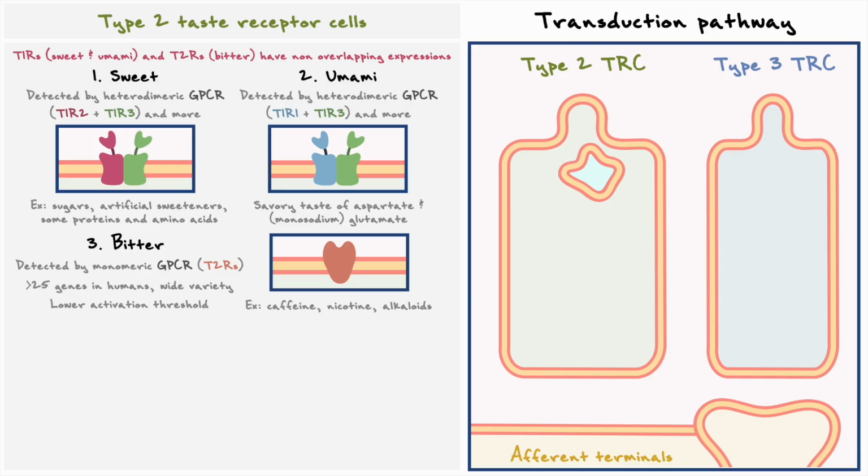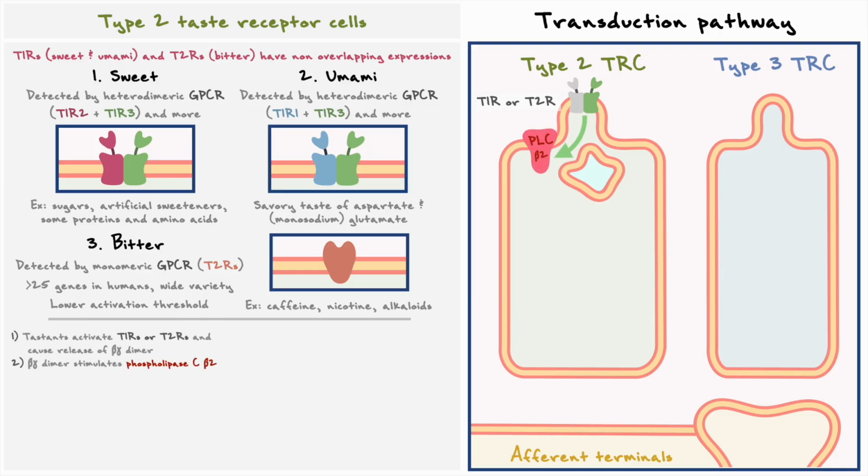Fortunately for us, all three tastes share a common downstream pathway, so we only have to cover it once to understand it for all three tastes. Because of what I just mentioned about the expression of the receptors, the starting point is either the T1R receptors, so sweet or umami, or the T2R receptors that detect the bitter taste. Now, when the respective taste ligand activates the GPCR, this activation causes the release of the beta-gamma subunit that then activates phospholipase C beta-2, or simply PLC beta-2.